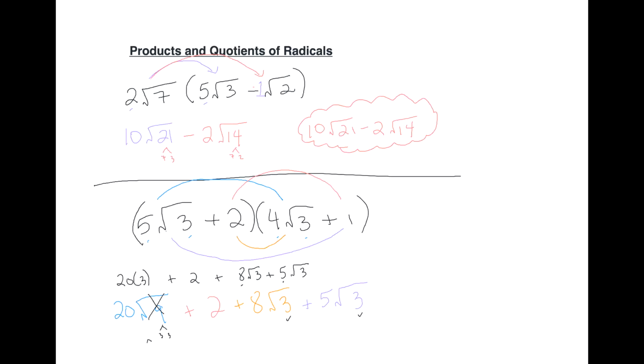So add in 8 and 5, 13 square root of 3. So these two combined should be 13 square root of 3.